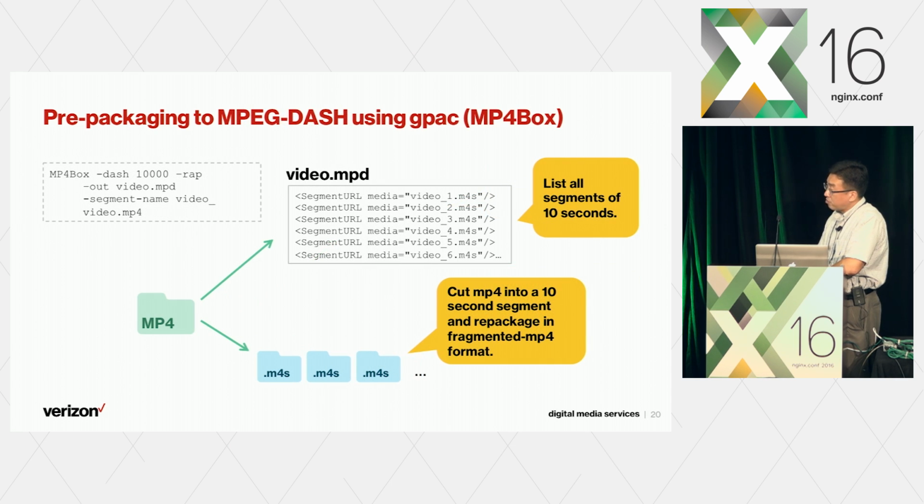You can also generate DASH files using a different tool called MP4Box. That is in the GPAC package. If you run MP4Box using these parameters, then you get files for DASH streaming: a manifest file with .mpd, and you also get segment files. Then you just put those files into the web server, and then you can deliver them over HTTP.